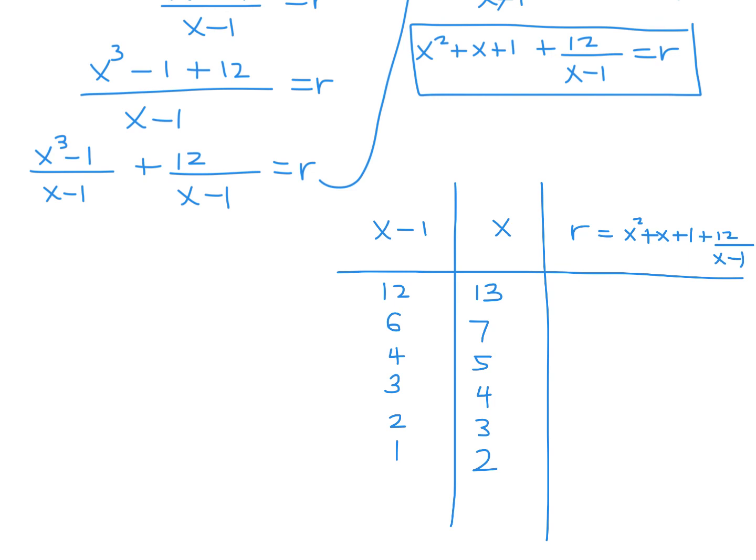And then when you sub these values of x into that big long equation, I'll let you do that. You get 184, 59, 34, 25, 19, and 19.